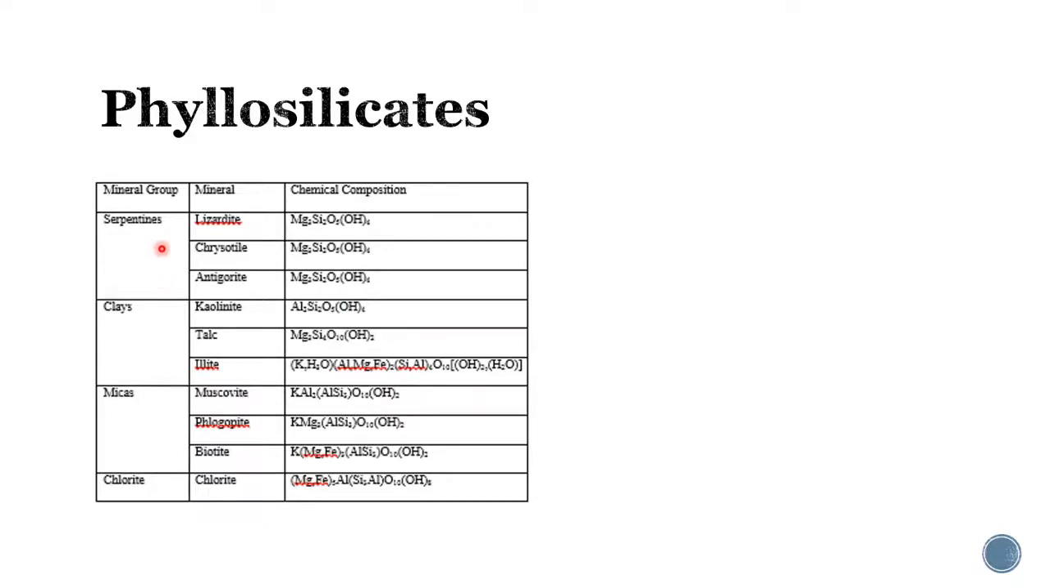You might not be familiar with the names like serpentine, clays, micas, and chlorite. This is the mineral group. Here are the different minerals representing those specific groups, and here are the chemical compositions.